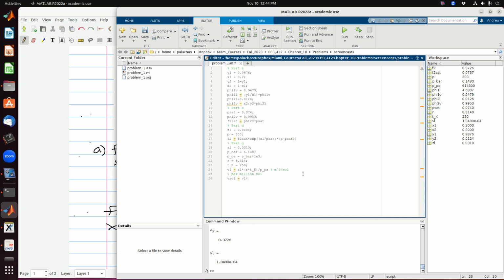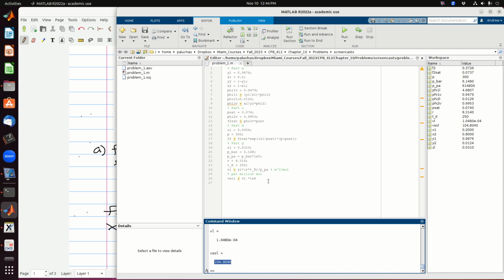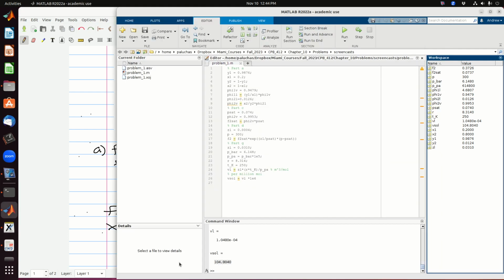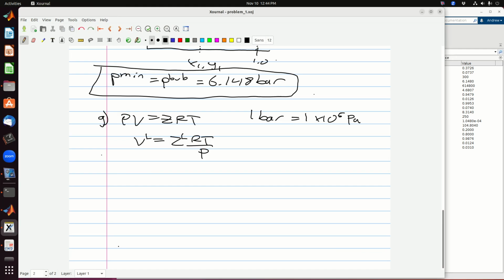All right, so if I wanted it per million moles, V of my solution is going to be VL times 1e6. My issue is in MATLAB, my L's and 1's in this IDE look exactly the same. So 1 million moles occupy 104.8 meters cubed. So I'd report the volume as they want it: 104.8 meters cubed per million moles.